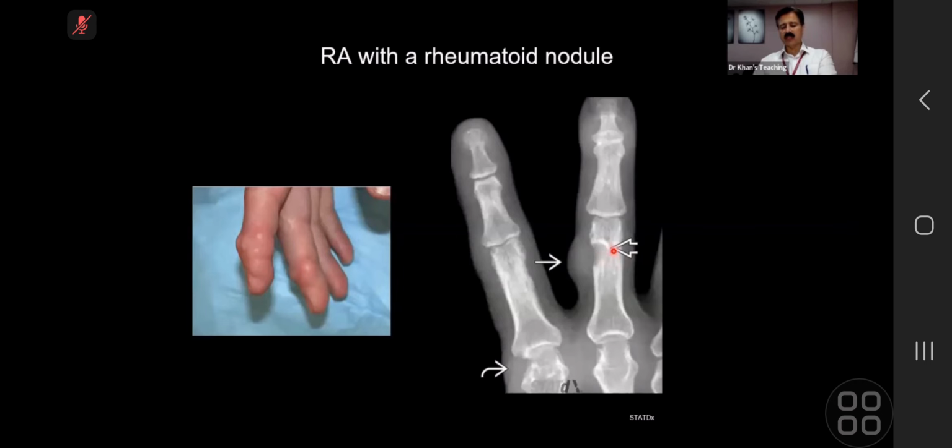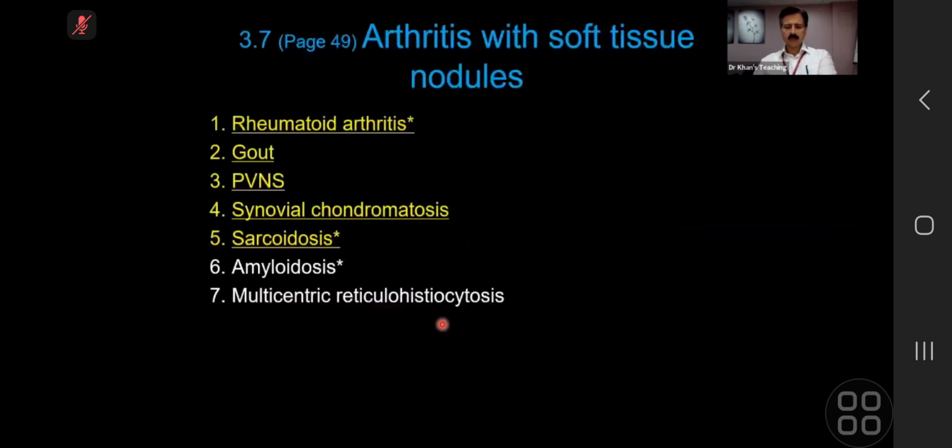And you might say that this is a tophi of gout, for example. So please remember that rheumatoid nodules can occur, and these things can project on the films also, as in this case from literature, where it is causing scalloping. Arthritis with soft tissue nodules. So remember RA, remember gout. There are other things here, but these are the top two which you have to remember.